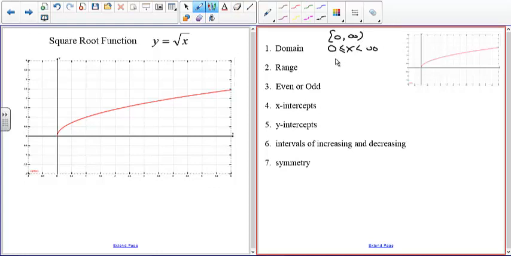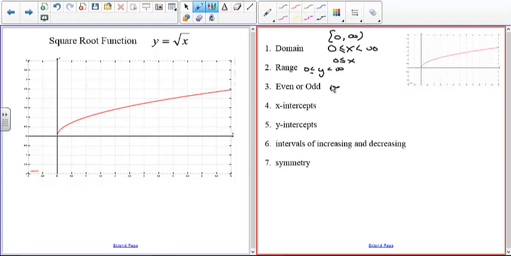You might just say x is greater than 0, and that kind of implies that it goes on to infinity. The range, you can see, is greater than 0, so y is greater than or equal to 0, less than infinity. It goes out to infinity slowly, but it does go out there.